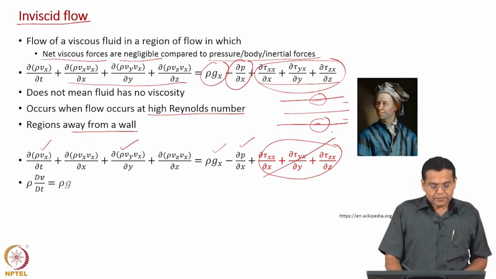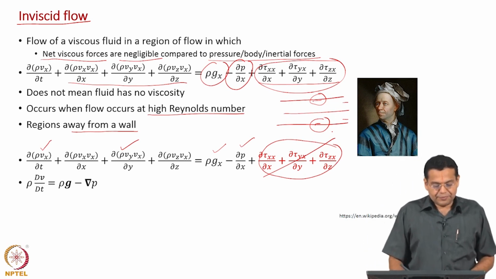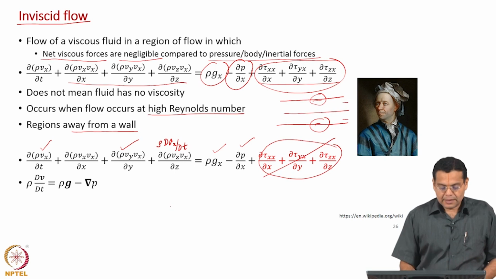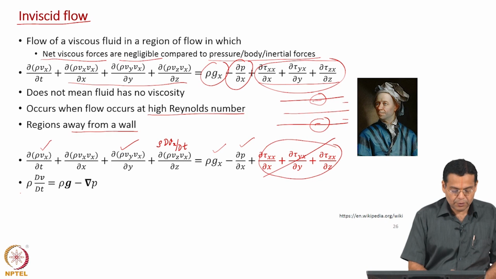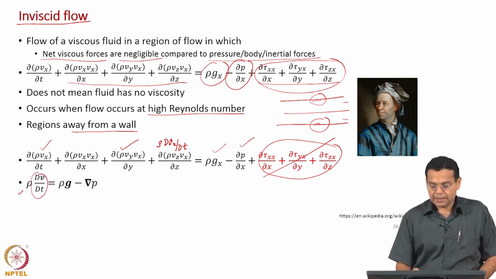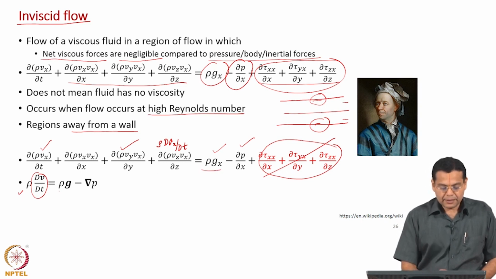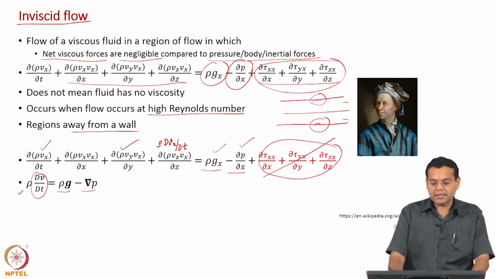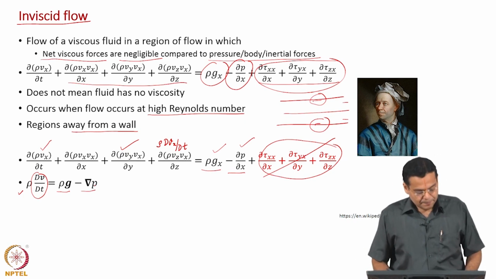Now, the left hand side we know we can express as rho dVx by dt, and if you express in vectorial form we have rho and then dV vector by dt, that is the left hand side. Right hand side of course this can be put in vectorial form as rho g vector, and this is minus gradient of P, which we have already done when we discussed the Navier-Stokes equation, okay.